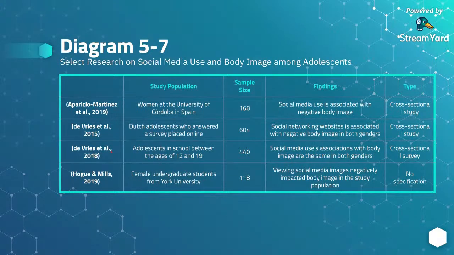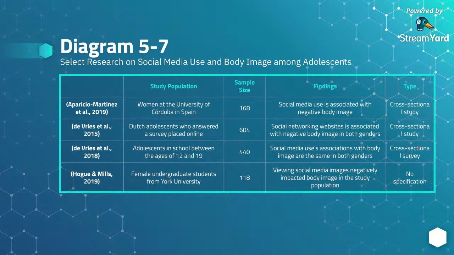The limit, however, is that only one website was examined in this study, and that it was cross-sectional, obviously. But what I can tell you is, based on these two studies, social media use was associated with negative body image. All right. Now, the authors of this one also published another paper later, which analyzed a smaller study of 440 people, but these were adolescents in school between the ages of 12 and 19. The authors found that social media use was associated with body image problems in both genders. So same conclusion as the previous one.